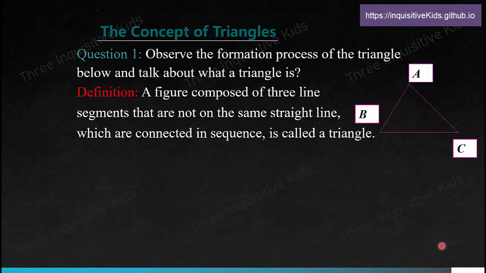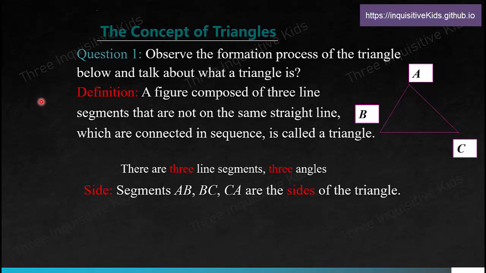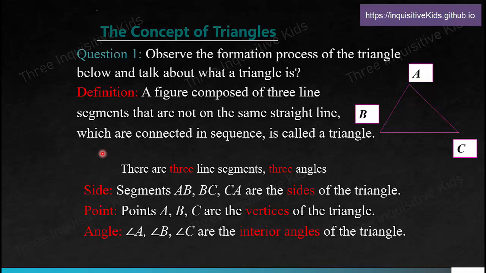Definition: a figure composed of three line segments that are not on the same straight line, which are connected in sequence, is called a triangle. There are three line segments and three angles to a triangle. A side of a triangle: segments AB, BC, CA are the sides of the triangle. Points A, B, C are the vertices of the triangle. Mind you, the word vertices is just the plural form of the word vertex.